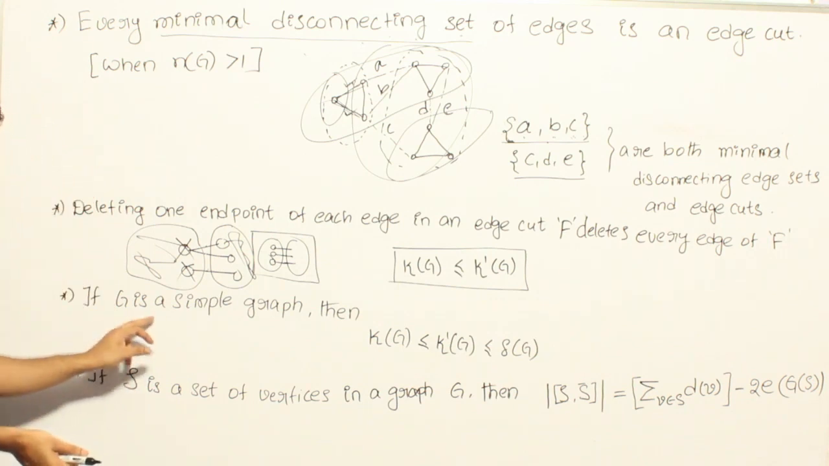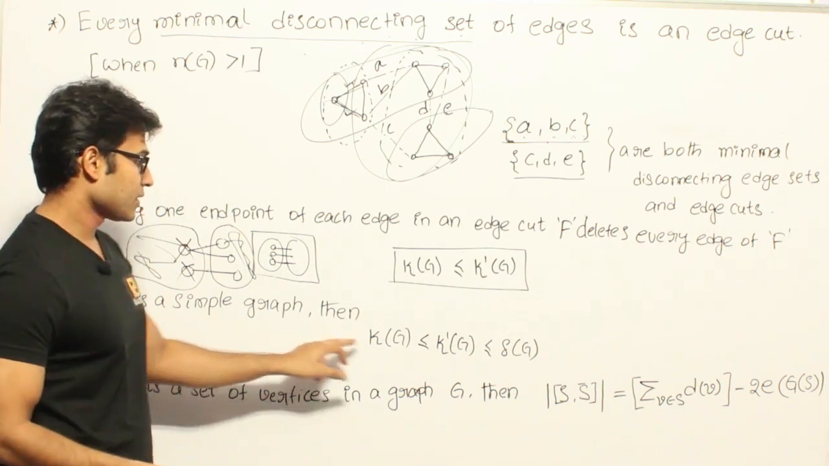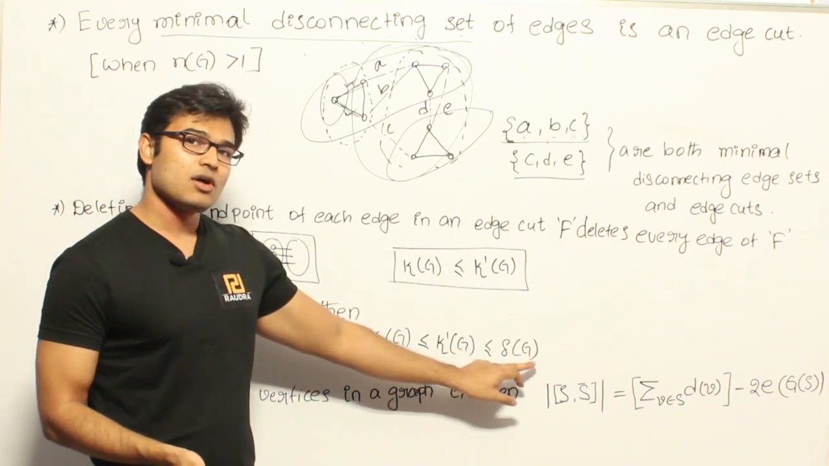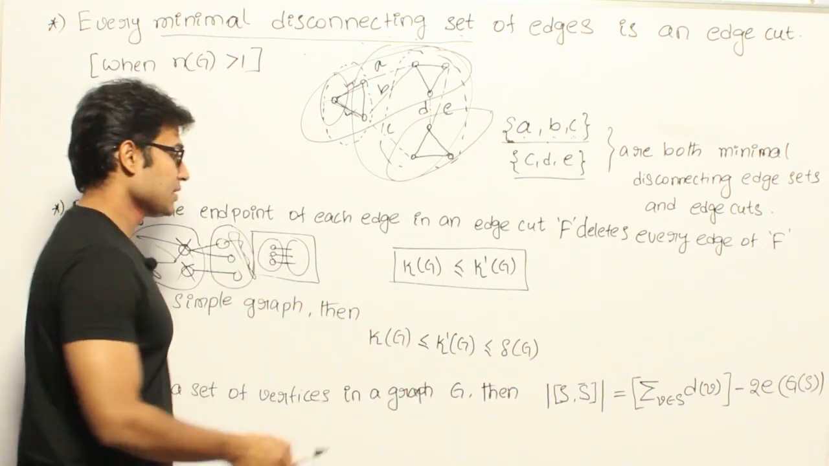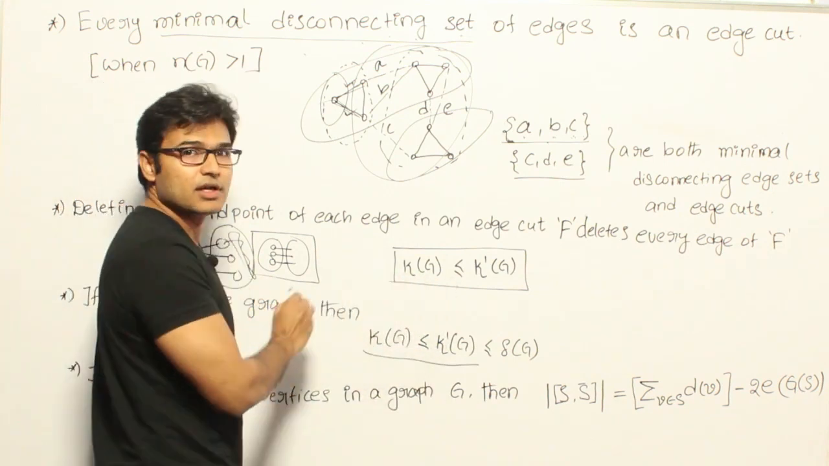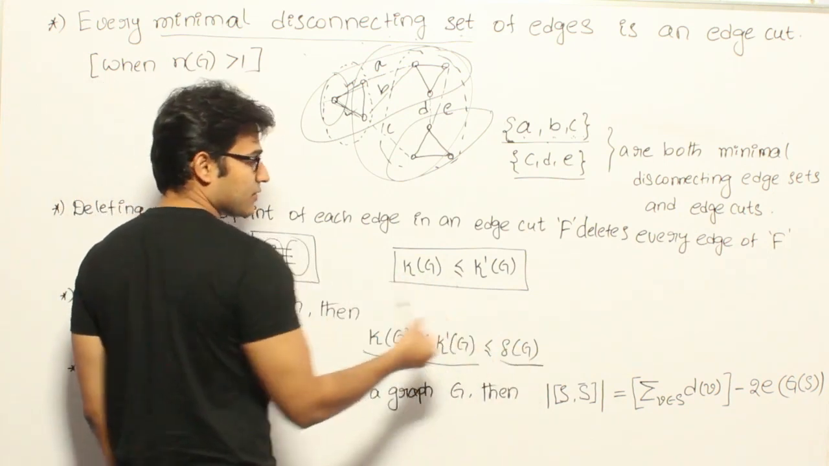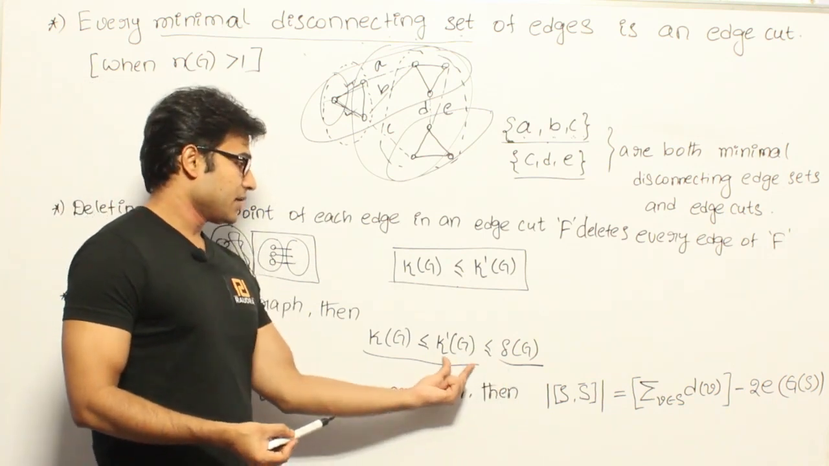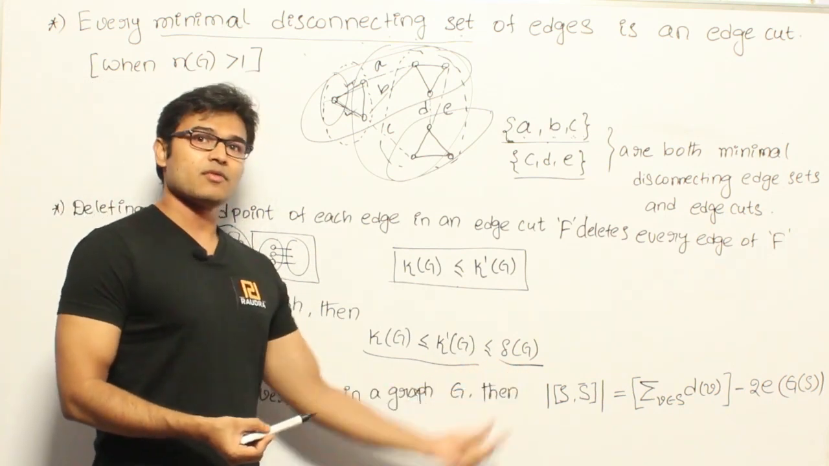Okay. If G is a simple graph, then vertex connectivity is less than or equal to edge connectivity, which is less than or equal to the minimum degree of the graph. See, this one we have already seen here. Now the only thing I need to tell you is this one, right? So what does it mean? Edge connectivity is less than or equal to the minimum degree of the graph.